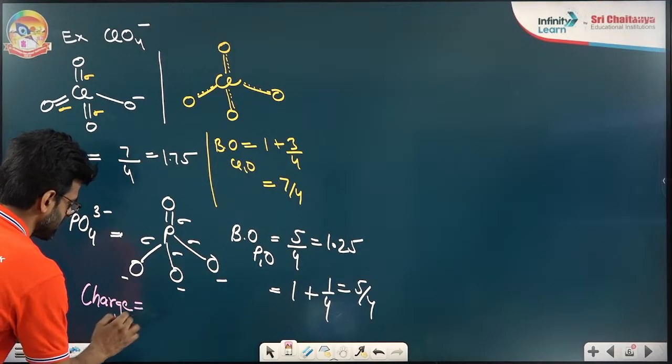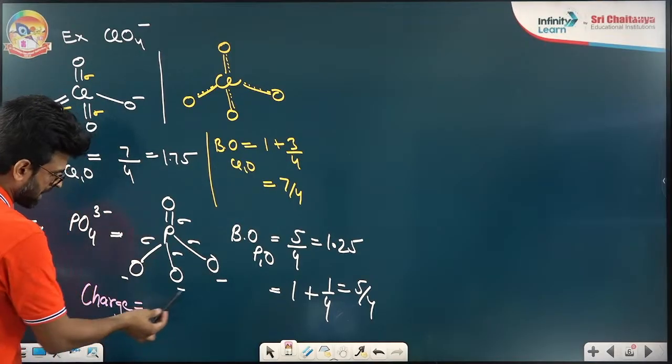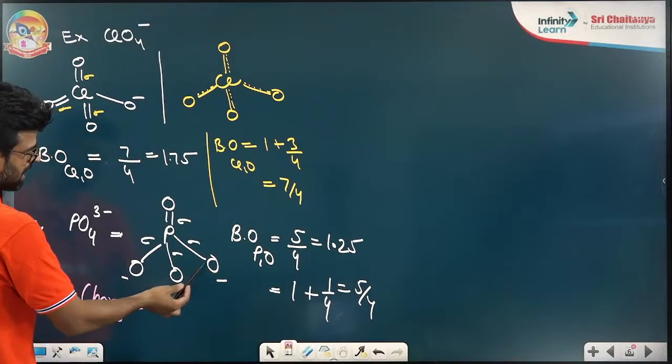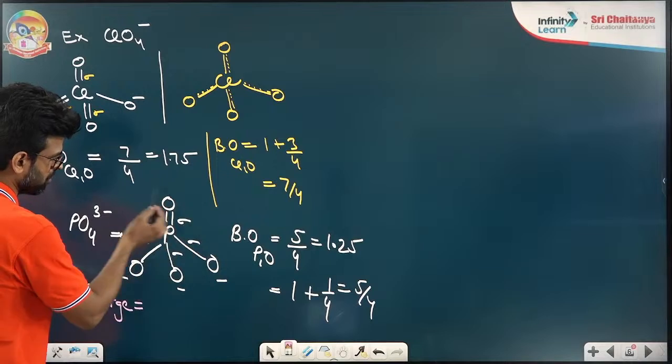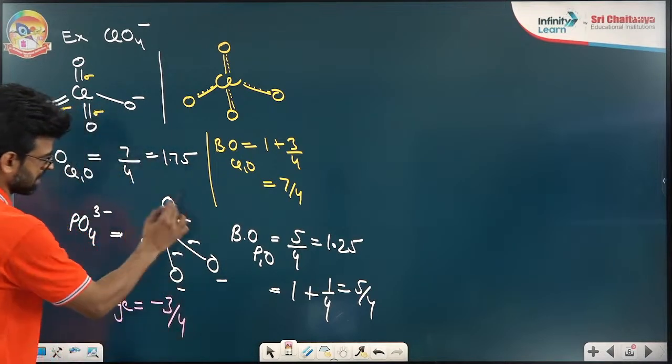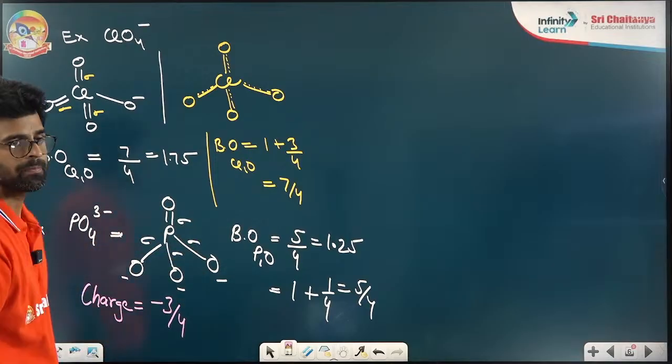And yes, beta, if we talk about the partial charge also, if I say per oxygen how much charge is present? Total how much charge? -3 charge. So -3 charge will delocalize in how many oxygens? 4 oxygen, right? So -3 by 4.